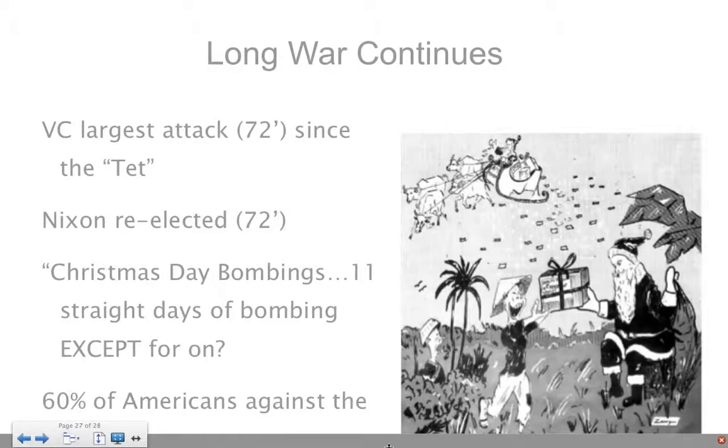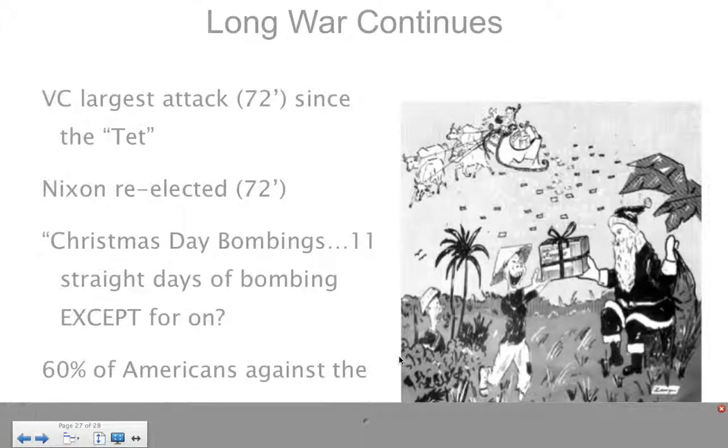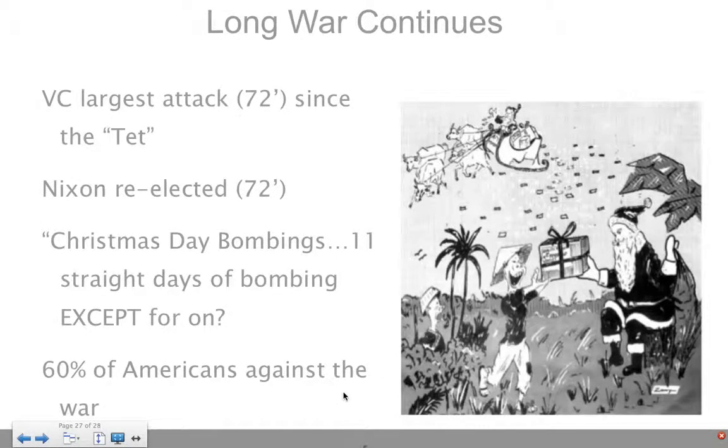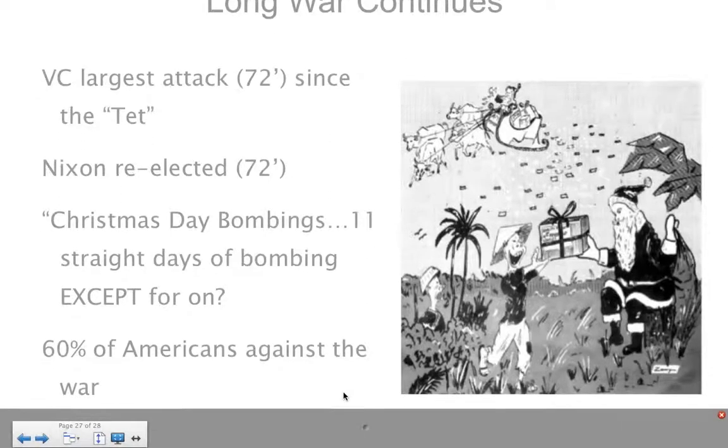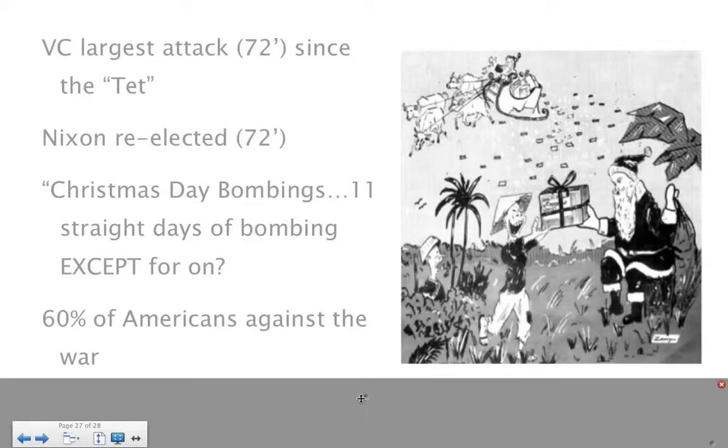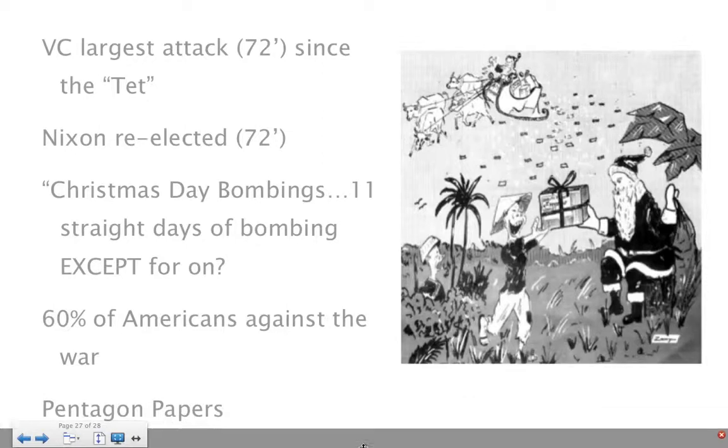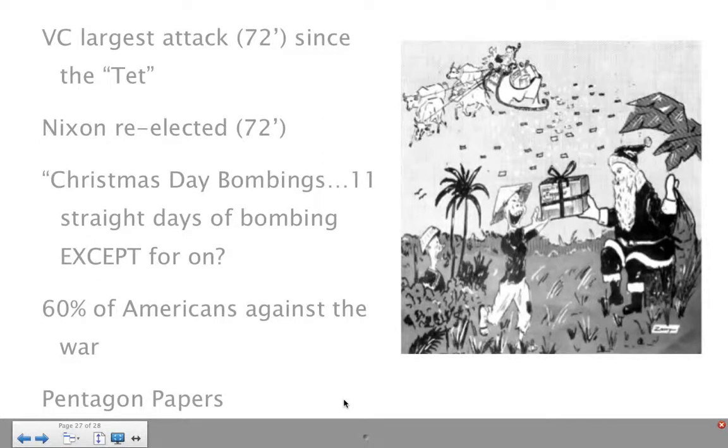Okay, we'll bypass this. And the Long War continues. We'll see another large attack by the Viet Cong. Again, Vietnamization is not working. Nixon is reelected in '72, and also we see the increased attacks. One of the attacks is known as the Christmas Day bombing, and by this time in 1972, over 60% of Americans were against the Vietnam War. The Pentagon Papers were documents that revealed that the government had frequently misled the American people about the course of the war.